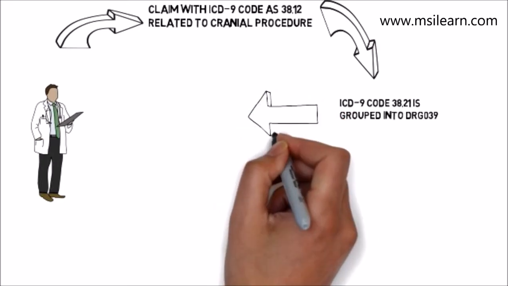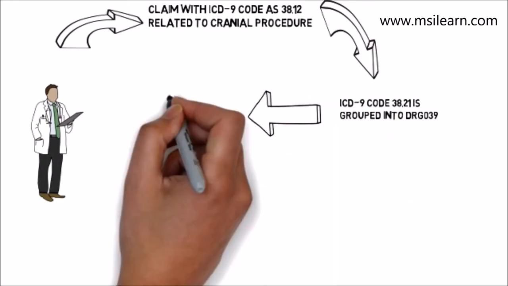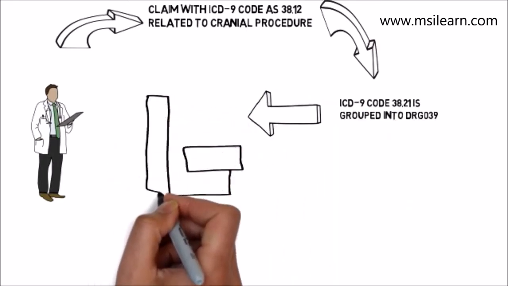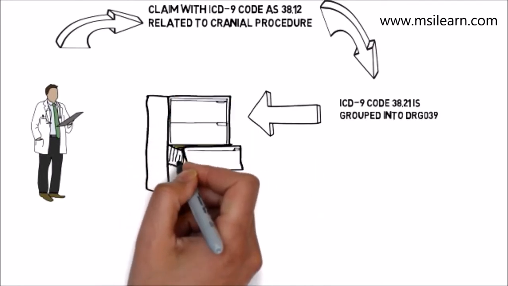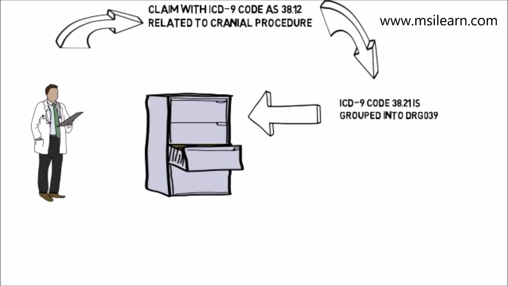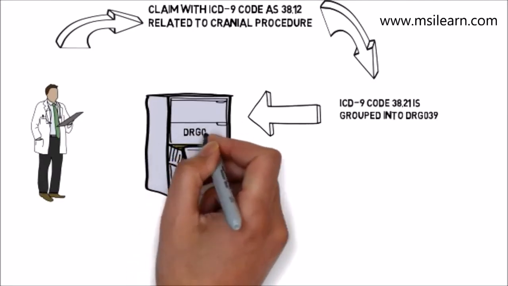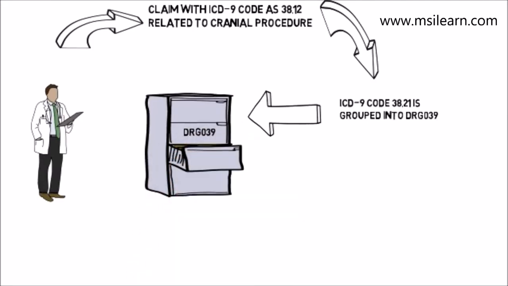And based on this grouping, the insurance company and the hospital know how much is the base payment for this particular treatment. They are not interested in what code it is, they are interested in what DRG it is. And based on that DRG, they decide how much is the base payment that is going to be made for this particular claim.